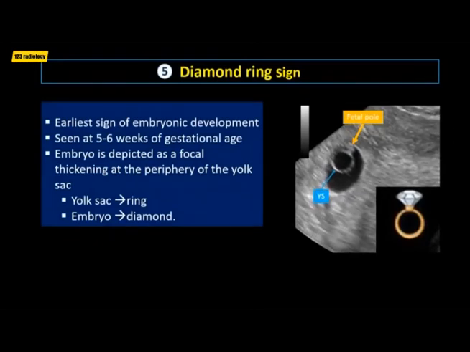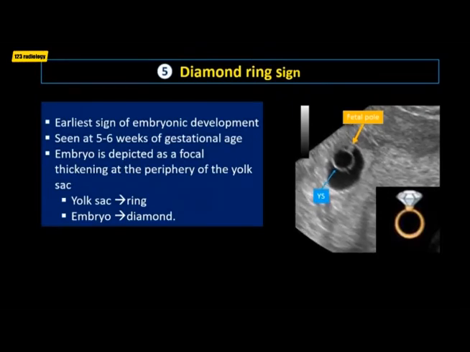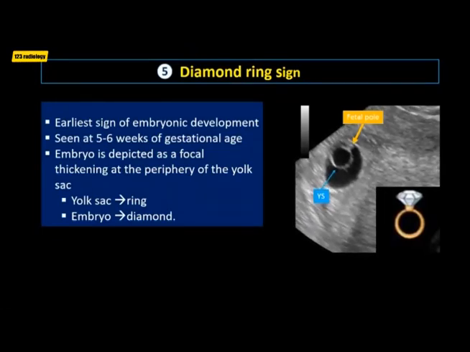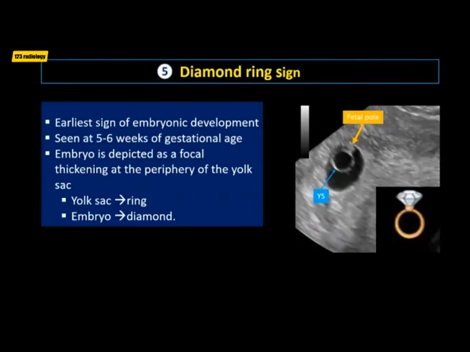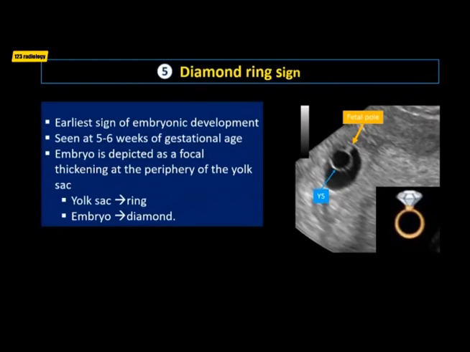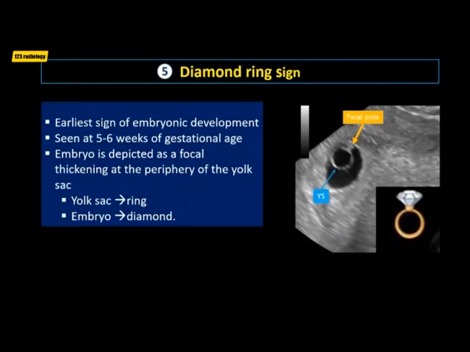Diamond ring sign. This is the earliest sign of embryonic development. It is seen at 5 to 6 weeks of gestational age by transvaginal ultrasound. The embryo is depicted as a focal thickening at the periphery of the yolk sac. This appearance is referred to as diamond ring sign. The yolk sac represents the ring, and the embryo represents the diamond.